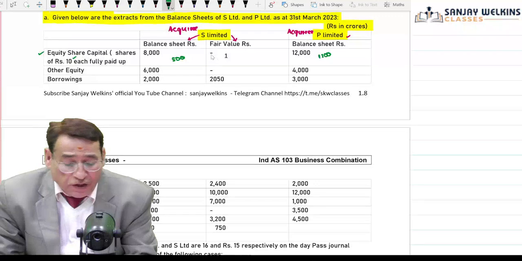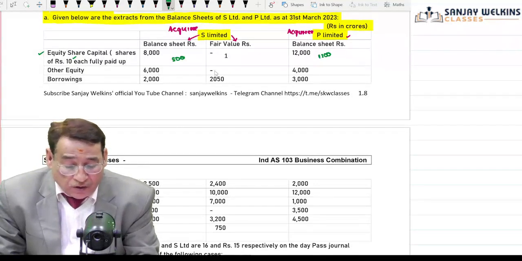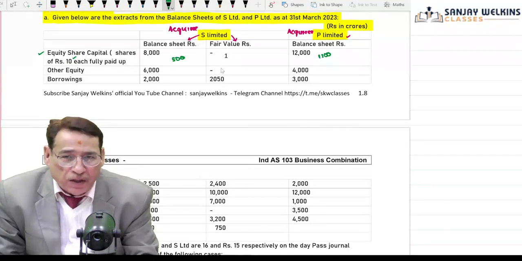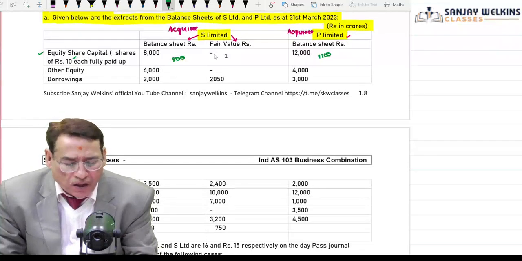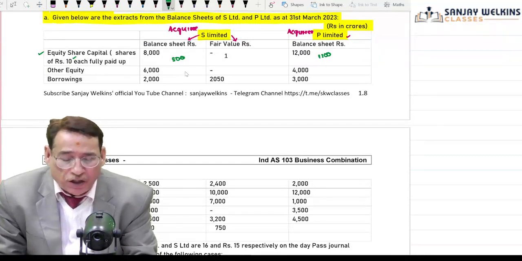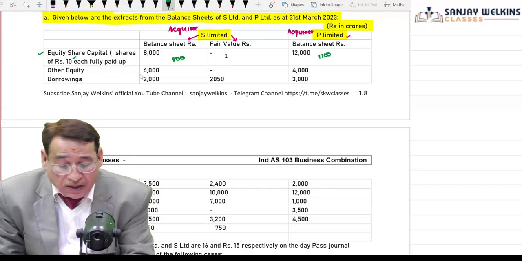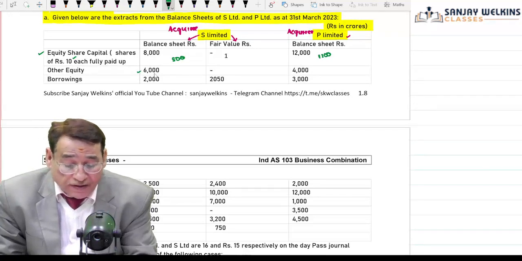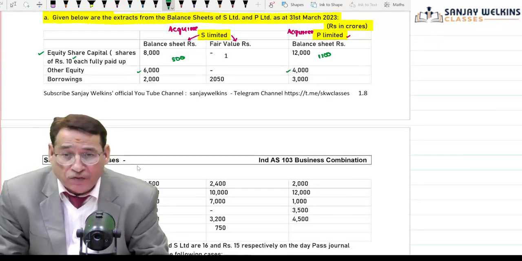Besides that, no fair value is given with respect to equity share capital and other equity. The reason is that generally the fair value and the balance sheet value of equity share capital and other equity remain the same. If fair value is not given, we shall always presume that fair value of share capital is also equal to 8,000 and fair value of other equity is also equal to 6,000. So next item is other equity of S Limited, which is 6,000, and of P Limited it is given as 4,000.